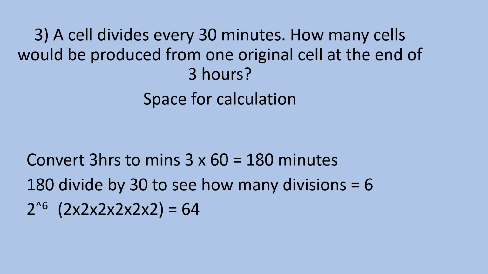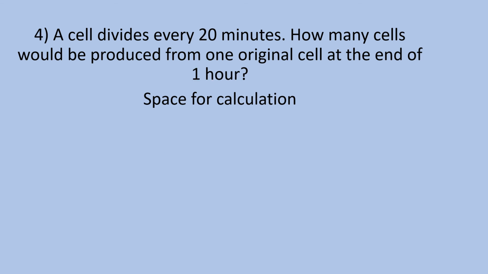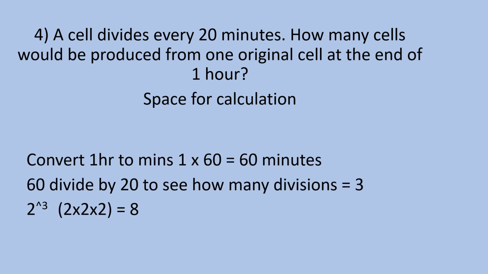So then you want to do 2 to the power of 6 to see how many cells we get. So 2 times 2 times 2 times 2 times 2 times 2, so there will be 6 2's there, which gives you 64 cells. So last time, try to answer: a cell divides every 20 minutes. How many cells would be produced from one original cell at the end of 1 hour before I go over the answer?